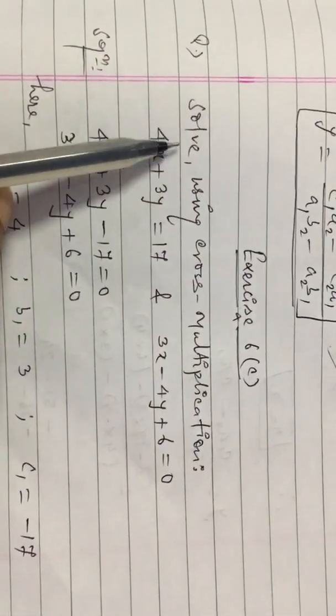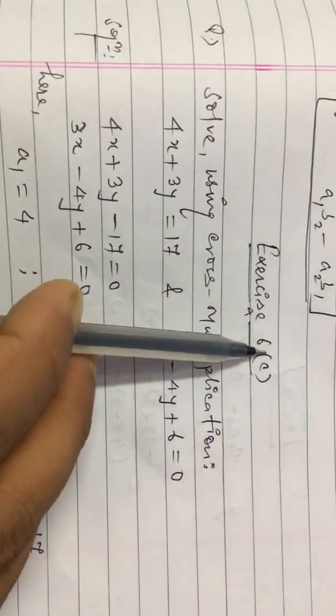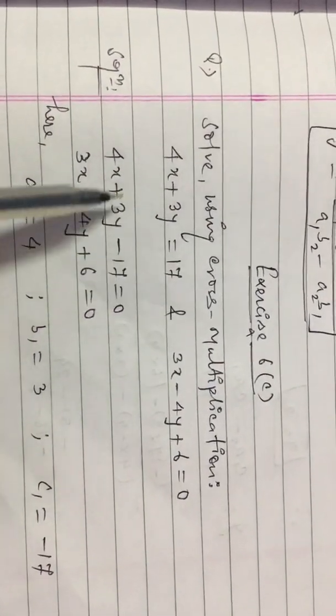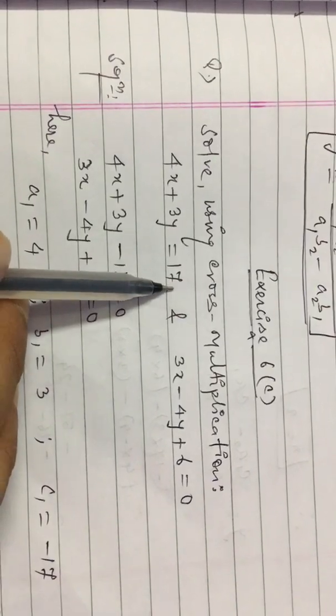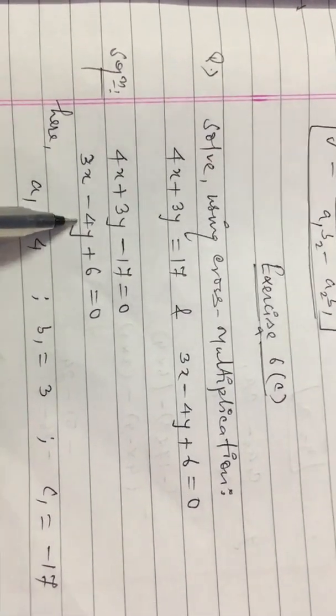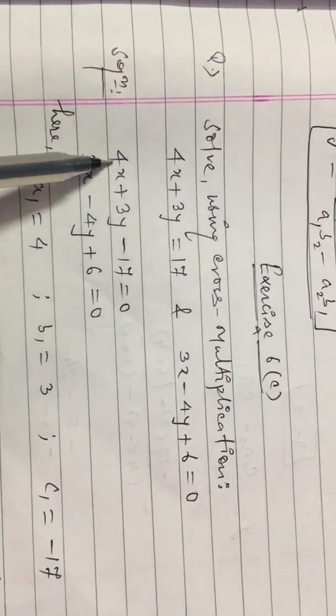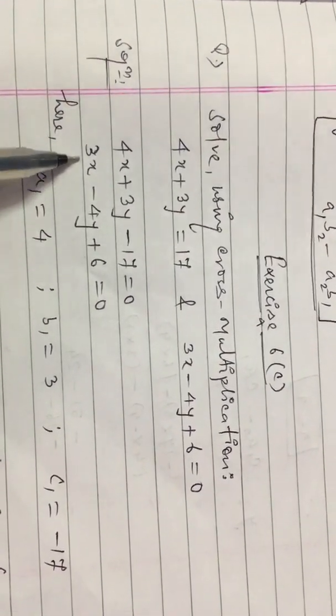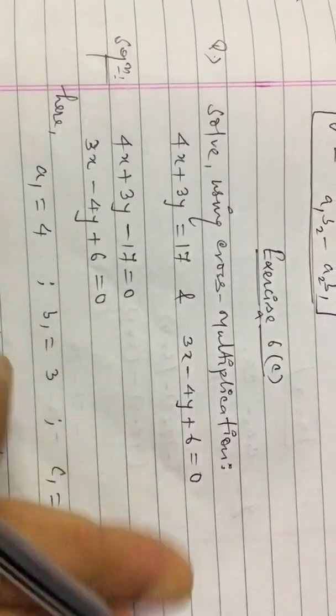Now suppose solve using the cross multiplication method from 6c. The equation is this. So try to write in that form: 4x plus 3y plus 17, taking this side minus 17, 3x minus 4y plus 6. a1 is 4, b1 is 3 and c1 is minus 17. a2 is 3, b2 is minus 4 and c2 is 6.